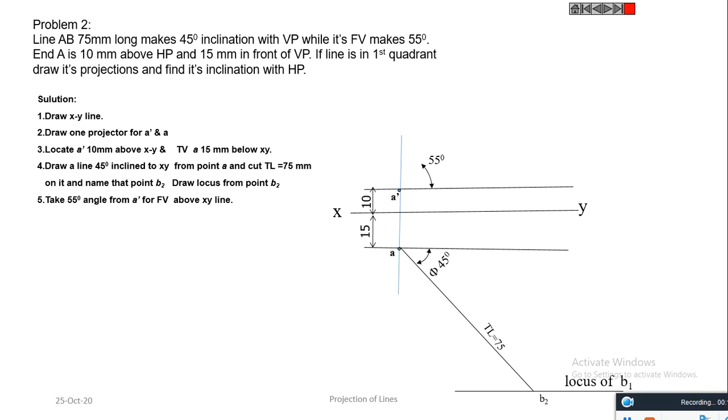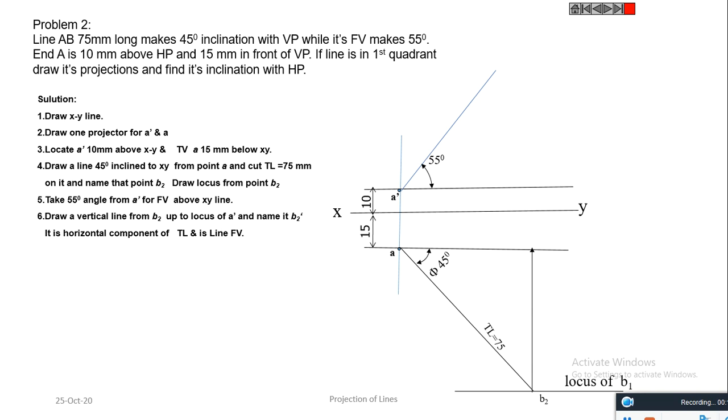It is also given that the front view makes an angle of 55 degrees. So the angle 55 degrees is taken and a line is drawn. Project the point from B2 upwards to get point 1 on the locus of A, and B1 dash, B2 dash at the locus of A dash.